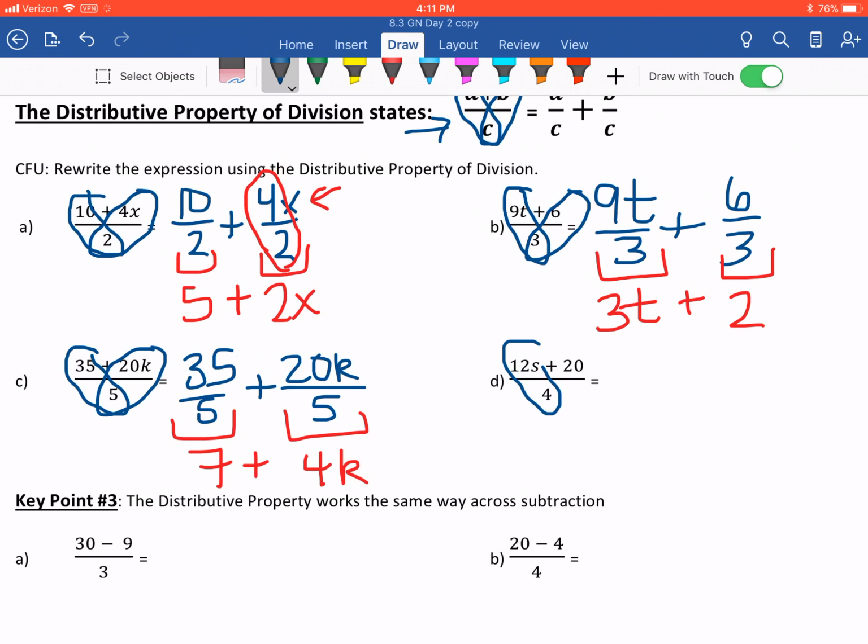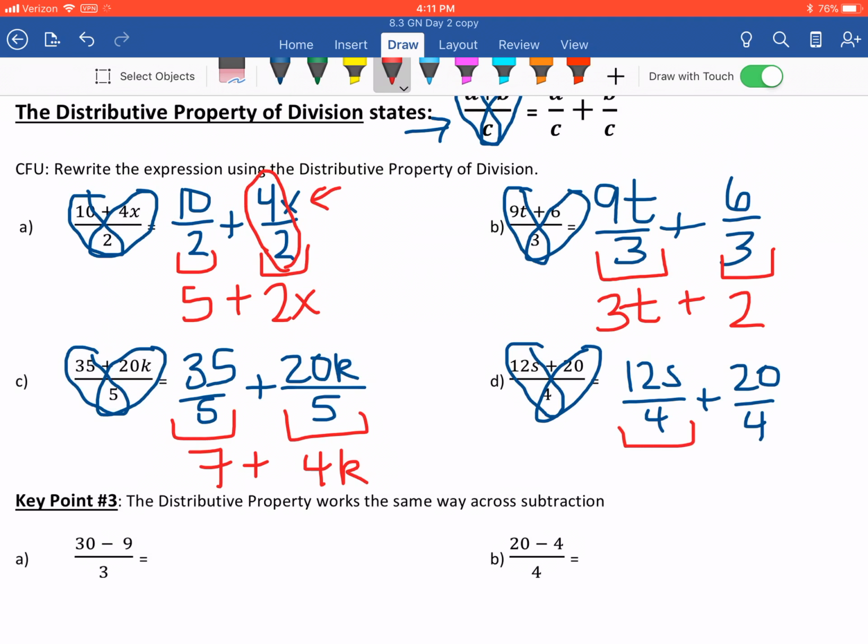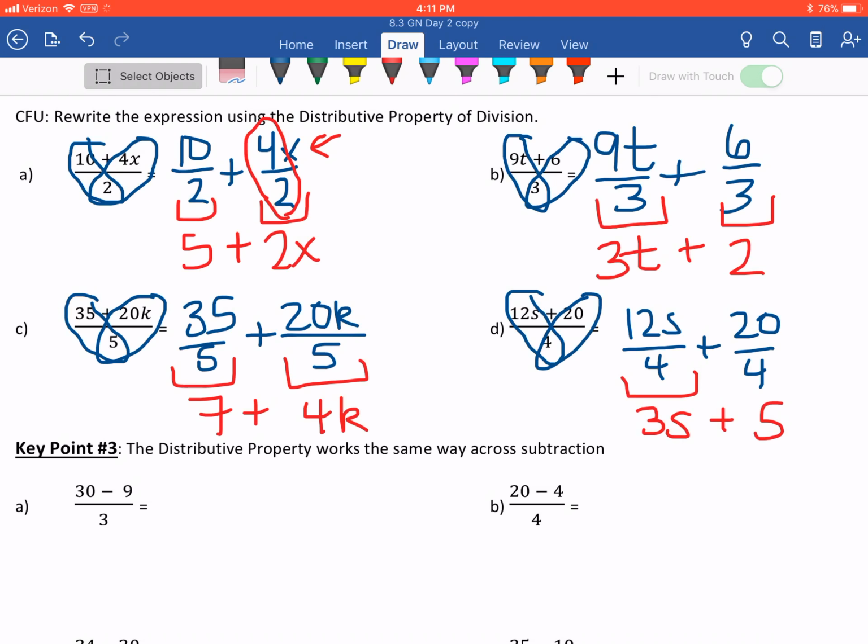And that last one, 12s divided by 4 plus 20 divided by 4. Let's get to simplifying. 12 divided by 4 is 3. 3s plus 5. Okay, great. Key point number 3.